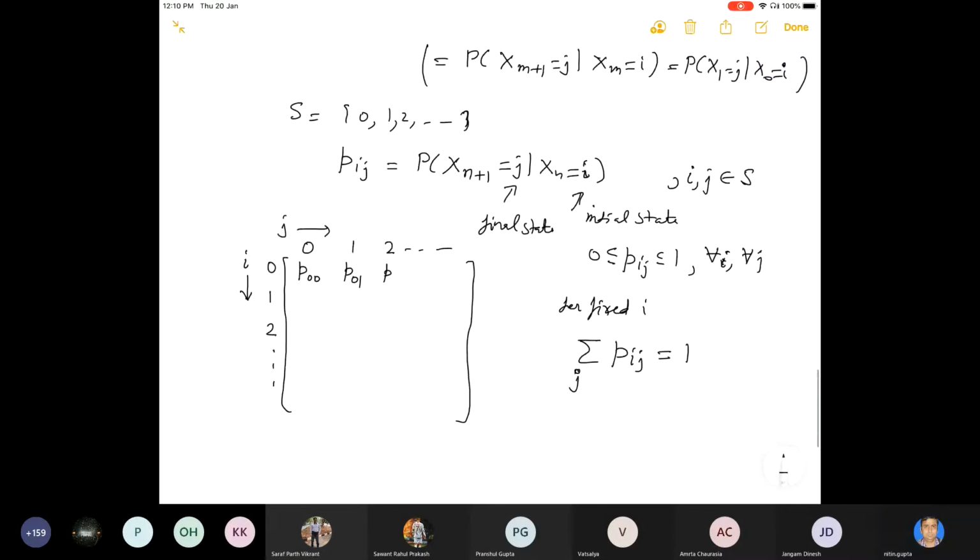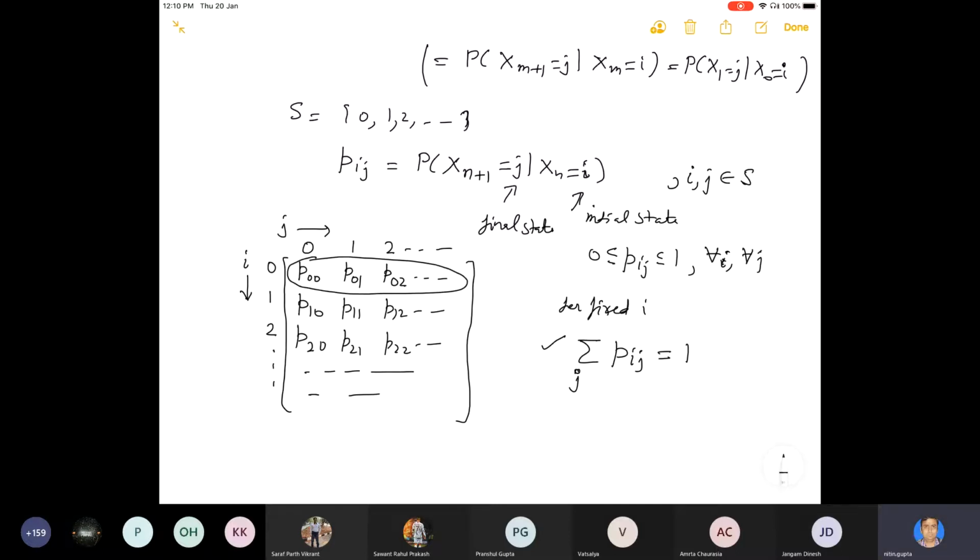So here initial state is 0, final state is 2, and so on. And here this will be P10, P11, P12. In the same fashion, this will be initial is 2, final is 0. So P20, P21, P22. And from this relation, we can see that if I sum these, this will be 1. Similarly, because we are fixing the initial i, fixing the i, 0.